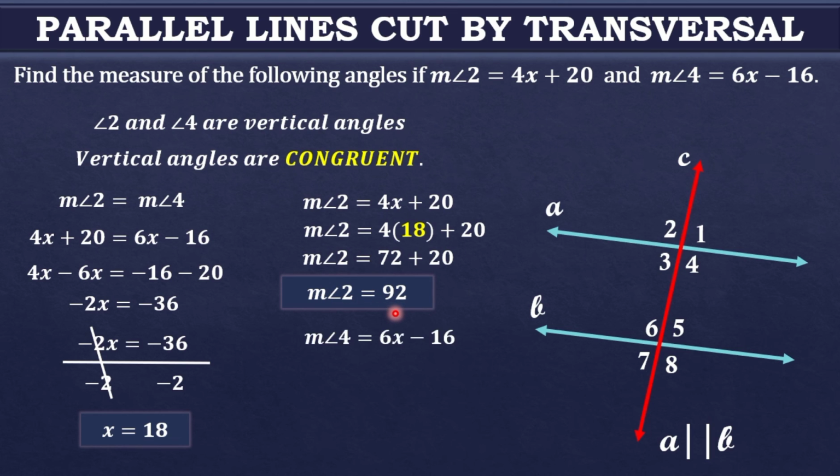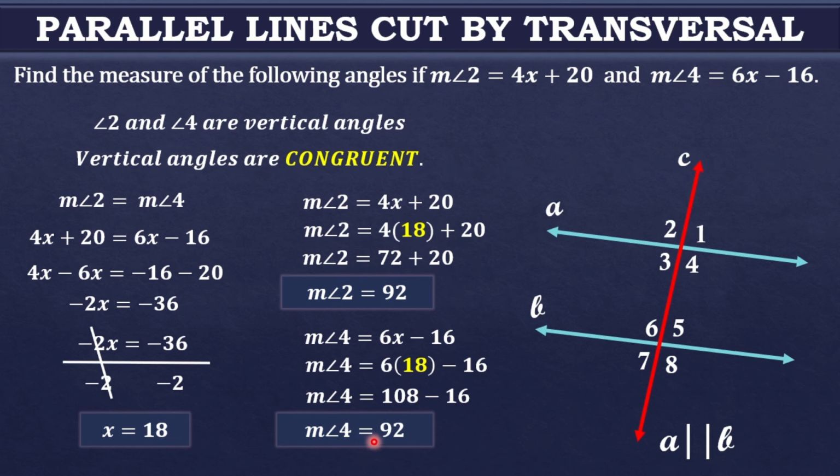Let us solve for the measure of angle 4, which is 6x minus 16. Let us substitute the value of x dun sa ating variable. So 6 times 18, this is 108. Kasi kanina 72, so ito po ay magpa-plus lang tayo ng 36 dito sa 72. So 108. Okay, 108 minus 16, the measure of angle 4 is equal to 92.